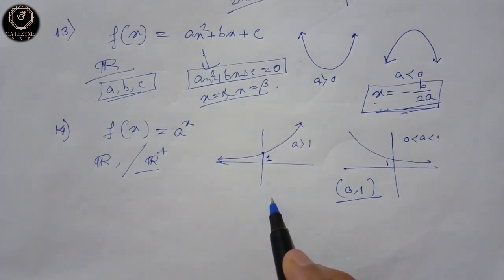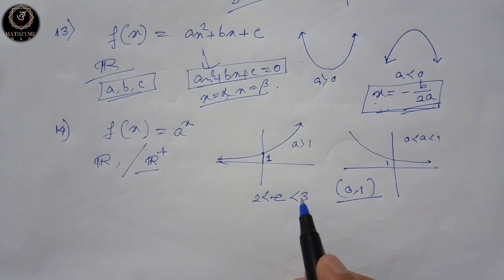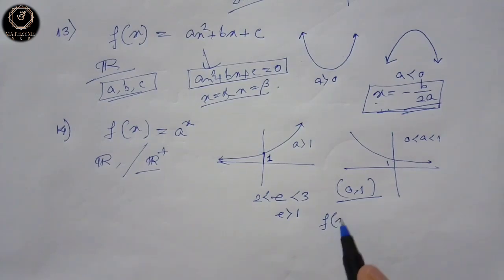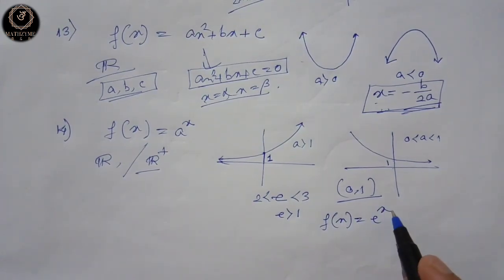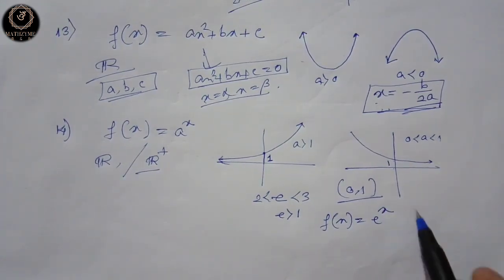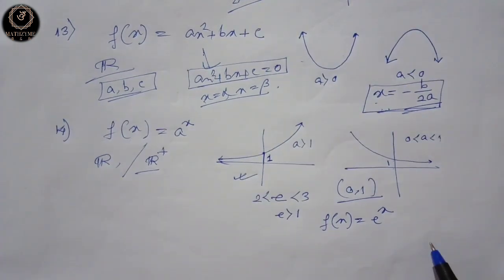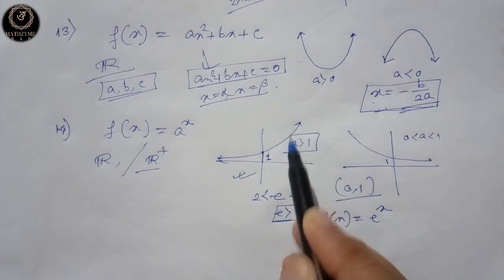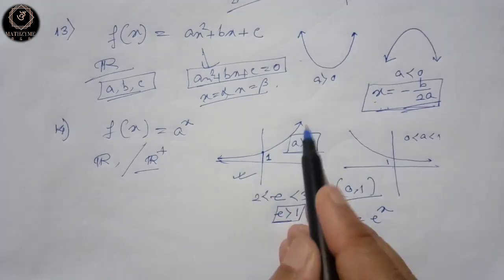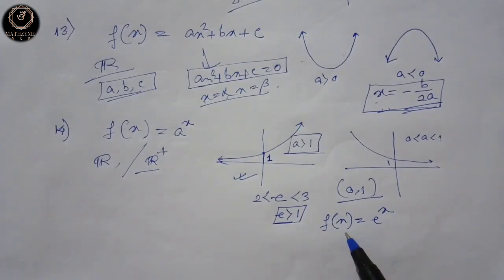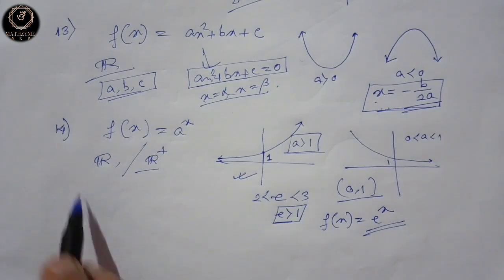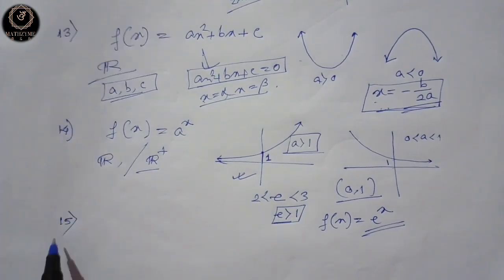Now we know that e is always between 2 and 3, hence e is positive, and also e is greater than 1. The curve of f of x equals e to the power x is the same as the figure of this. Since e is greater than 1, you can see that a is also greater than 1. So this graph particularly represents the function e to the power x also. Both functions are exponential functions.